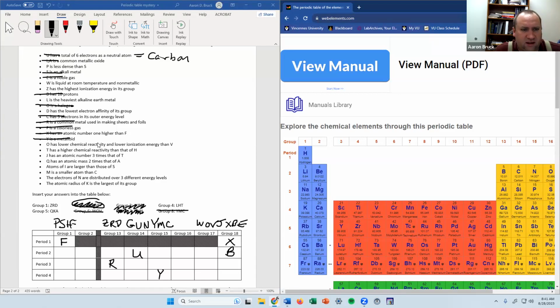O has a lower chemical activity. We'll come back to that. T has a higher chemical reactivity. Again, we have a real good spot for that. We haven't placed QKA or LHT. So we need to try to figure out where those are.